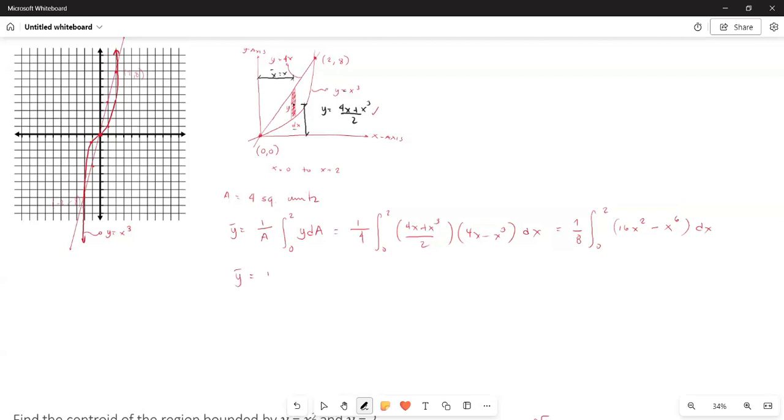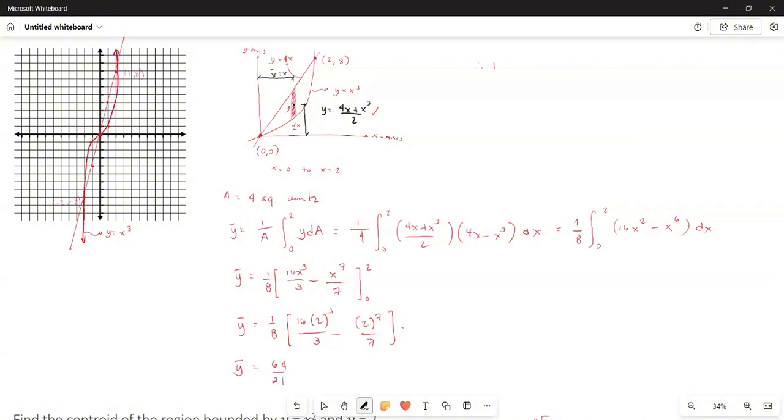You have y bar is equal to 1 over 8, integral of 16x squared dx is 16x cubed over 3, minus x raised to 7 over 7 for the integral of x raised to 6 dx, with limits 0 to 2. For upper limit minus lower limit, the lower limit will just be 0, so we only write the upper limit. So you have 16 times 2 raised to 3 over 3 minus 2 raised to 7 over 7, and 0 for the other. We will have the value of y bar equal to 64 over 21.